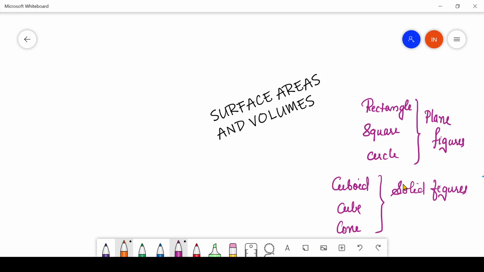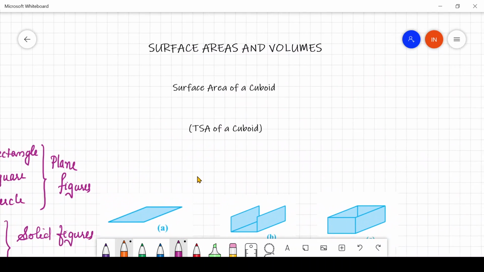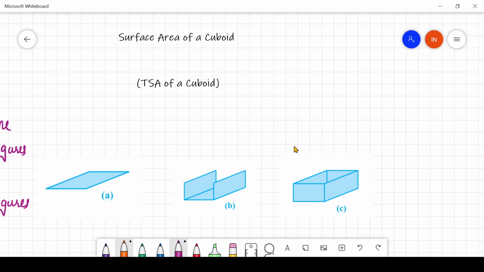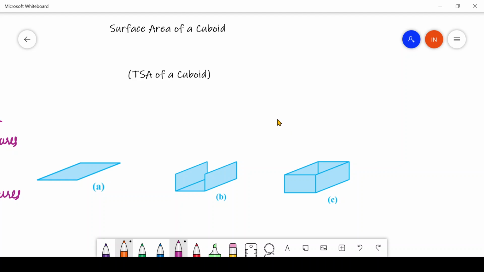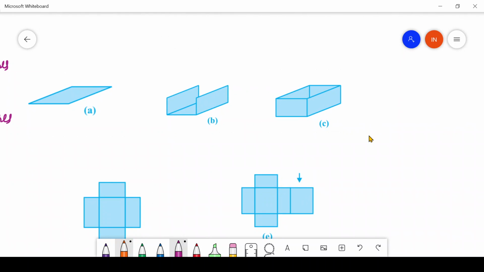So let us move on to the first part. The first part of this chapter is surface area and volumes of cuboid and cube. So now let us see how we can find the surface area of a cuboid. Okay, so here you can see some figures on the board. The first figure shows a rectangular shape, right? And the second and the third figures show how we can make a cuboid from this rectangular base.